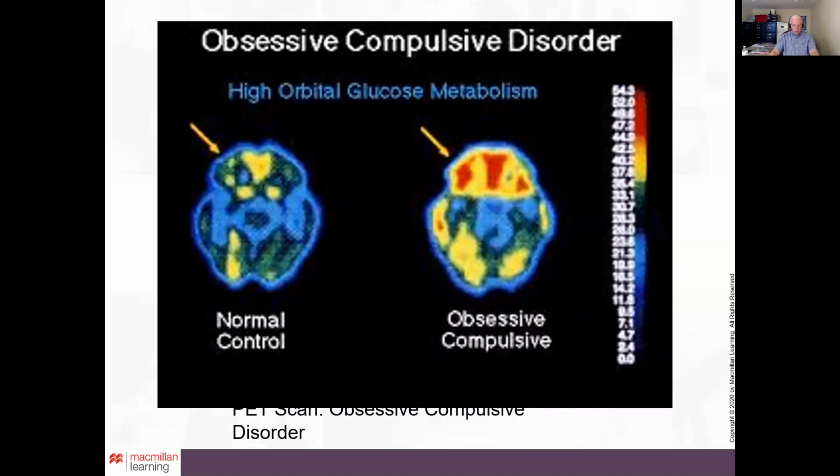Here we see the brain of someone who's normal compared to someone with obsessive compulsive disorder. You can see this area of the brain, which is the frontal lobe of the brain, is very active in a person with OCD. The frontal lobe area of the brain is the thinking area of our brain. And someone with OCD overthinks. They have obsessive thoughts that they can't rid their mind of. So this part of this person's brain is lit up like a Christmas tree. It's overactive.